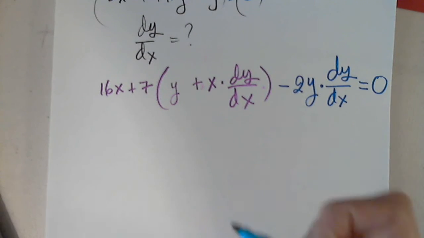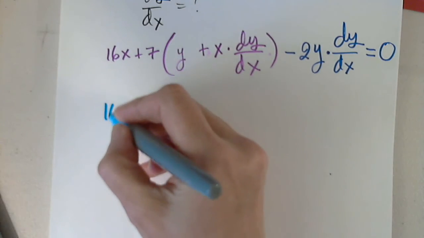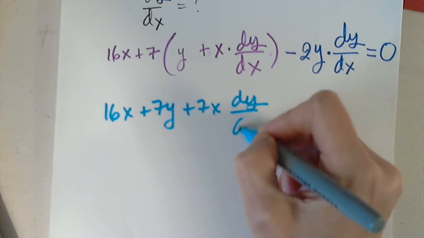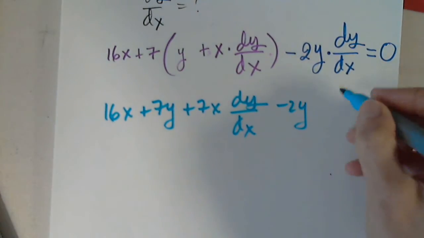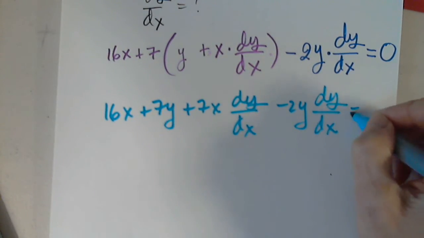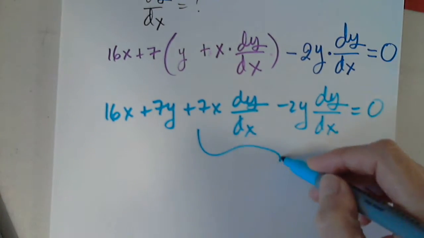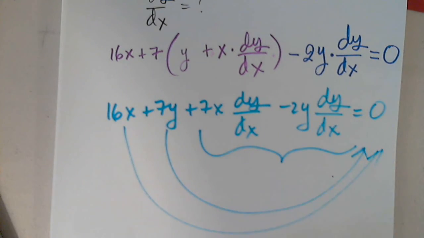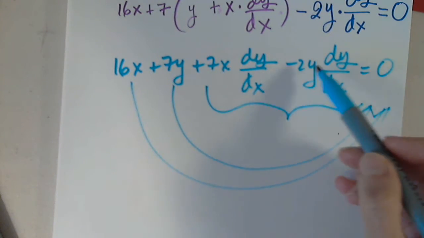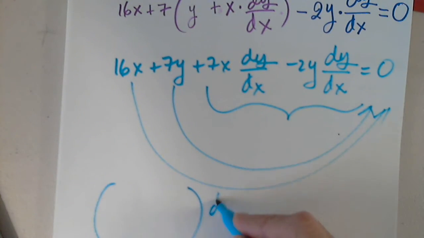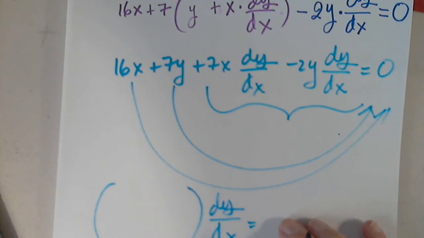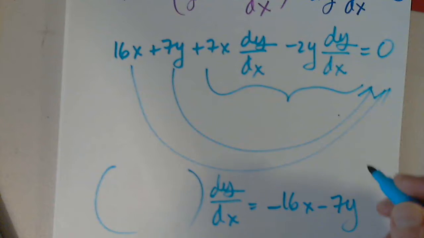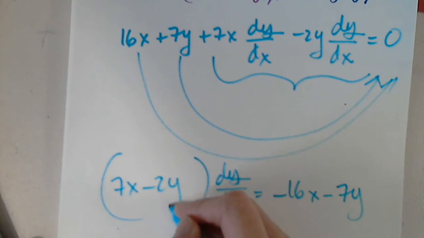At this point, I'm going to distribute the 7. So 16x plus 7y plus 7x dy over dx minus 2y dy over dx equals 0. These two terms will wait. These two terms will move and change their sign. And I will factor out dy over dx. So dy over dx, the right-hand side will be negative 16x and minus 7y. And the inside is 7x minus 2y.